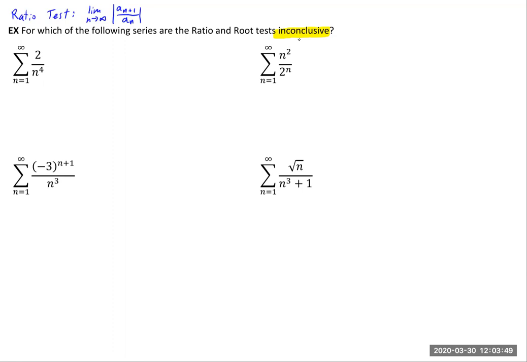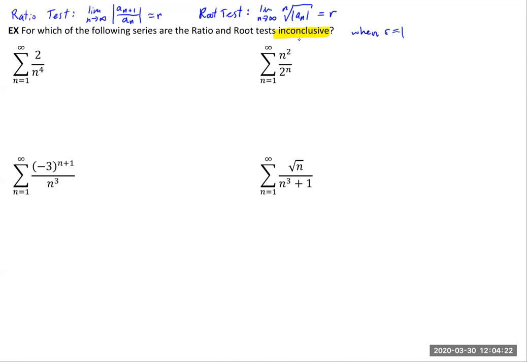and it comes out to equal some value r. And our root test is the limit as n goes to infinity of the nth root of the absolute value of a_n, and we give it the name r, whatever that comes out to. And this is inconclusive when r is going to be equal to 1, right?